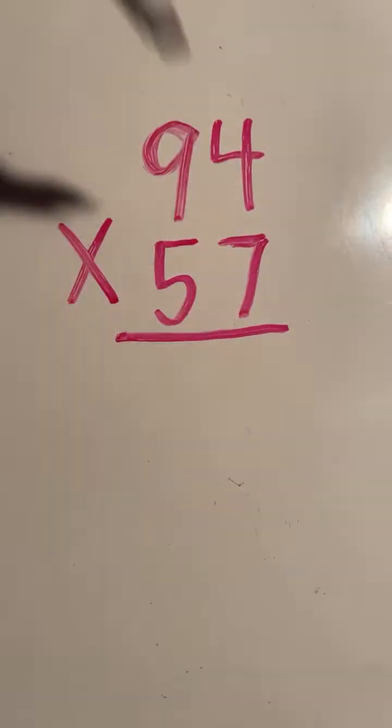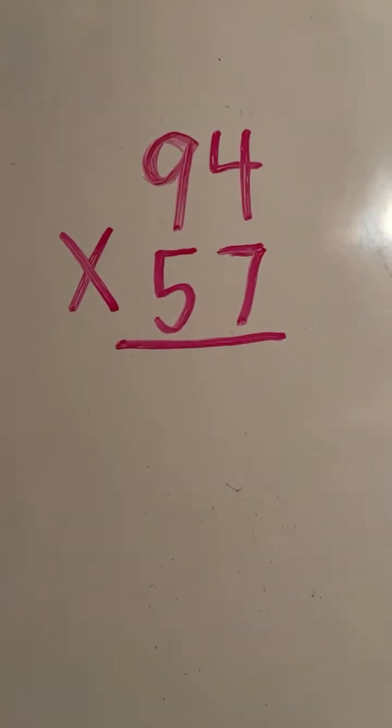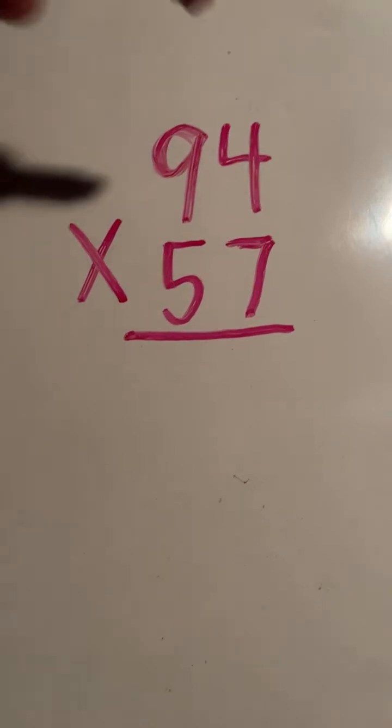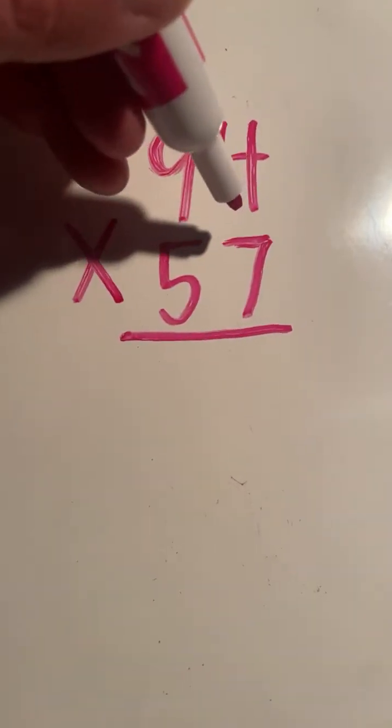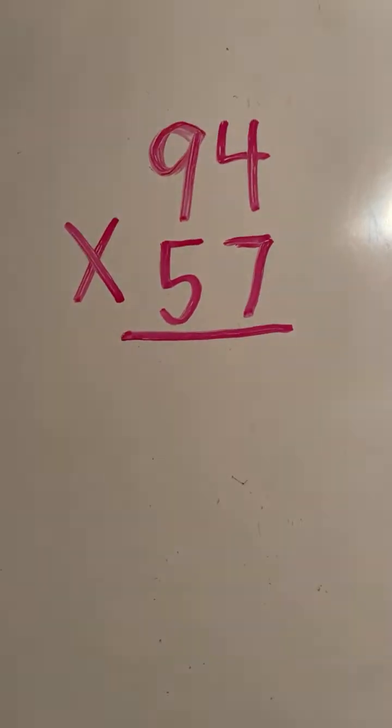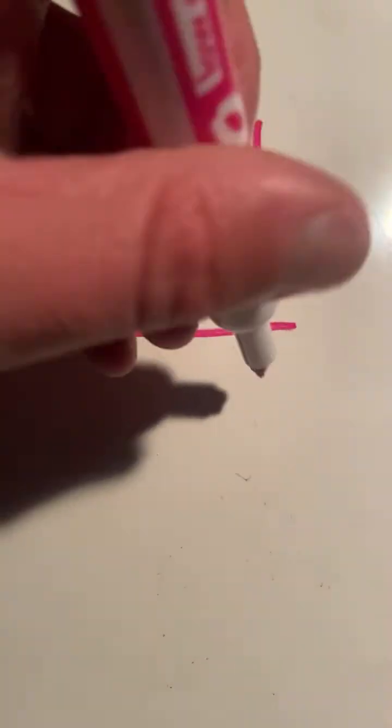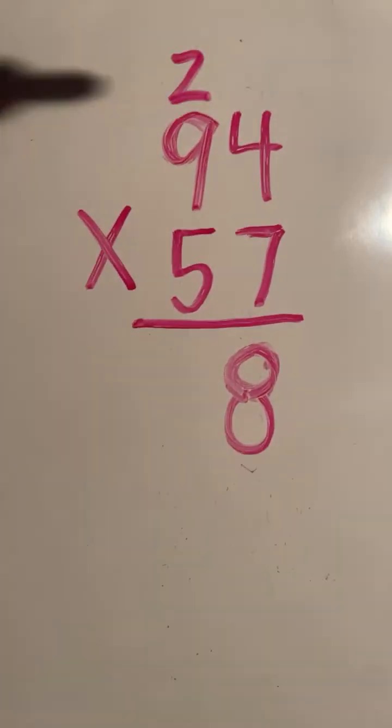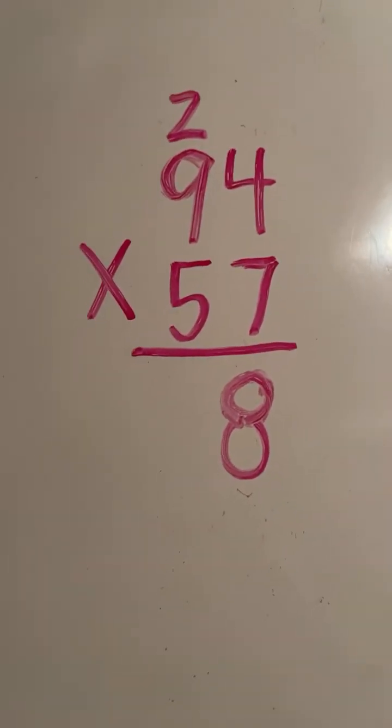So we're going to multiply 4 times 7. And anytime our product is 10 or more, we have to regroup. So 4 times 7 equals 28. Since that product is more than 10, the 8 in 28 is going to go in the ones place. The 2 in 28 is going to get carried over to the tens place.